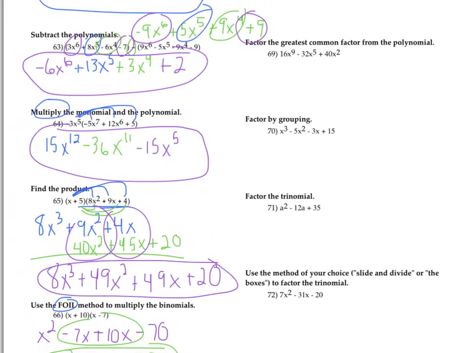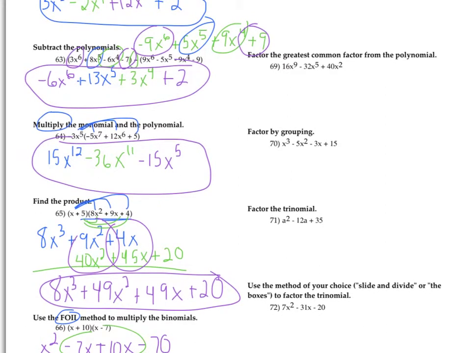Factor the greatest common factor from the polynomial. So we need to say, what do these all have in common? What can I divide all three of these numbers by? You might say 2 and you'd be right, but there's a bigger number. You might say 4 and you'd be right, but there's a bigger number. 8 is actually what we can take out.